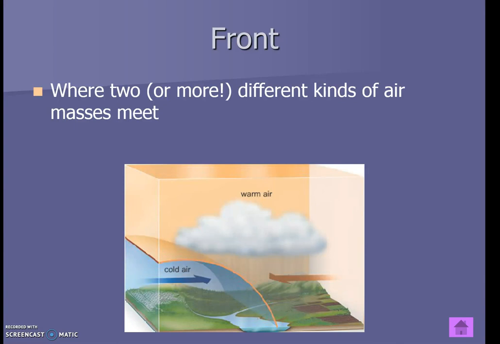Then we get fronts, which is where those air masses meet. So a front occurs where two or more different kinds of air masses meet. And there are 4 different types that we are going to talk about today.